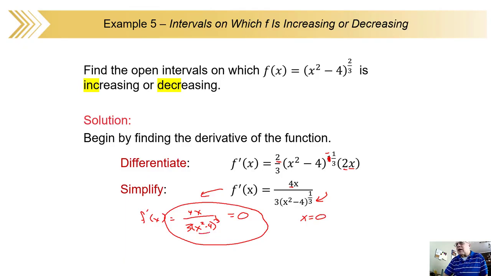Notice here, if this x squared minus 4 equals 0, this is going to be undefined. And that means by factoring this, we can find out what those extra critical numbers are. Set that equal to 0 because that would make this fraction undefined. Get the 2 and negative 2. There are your critical numbers.